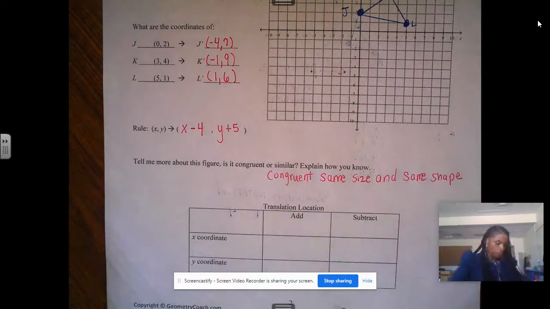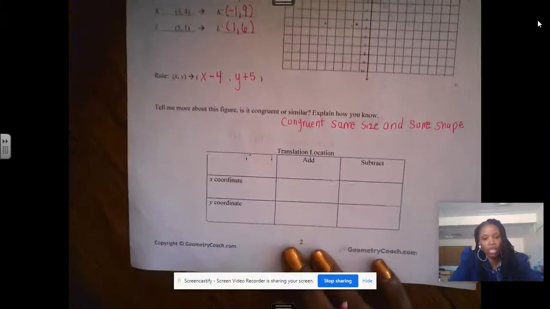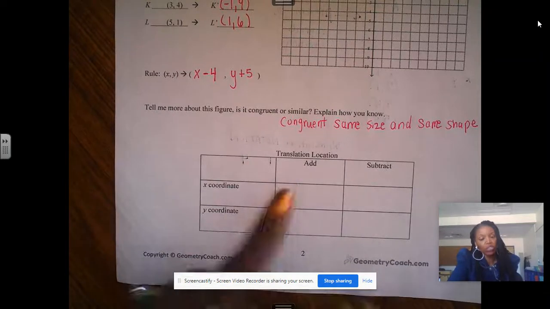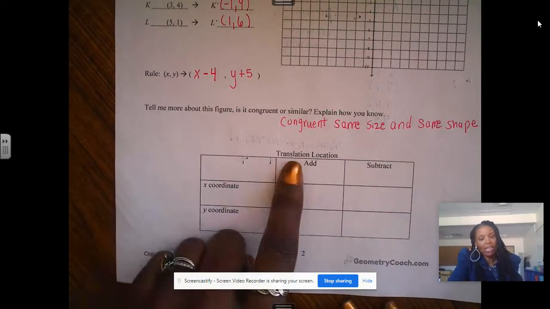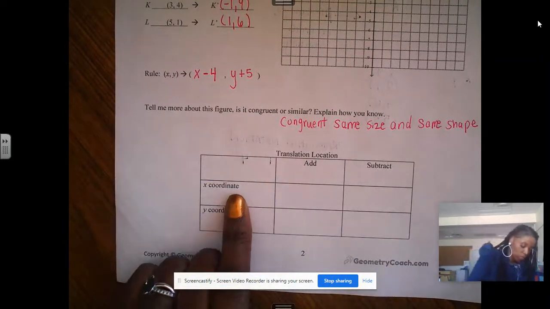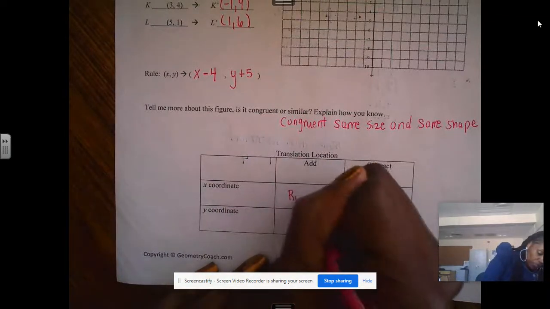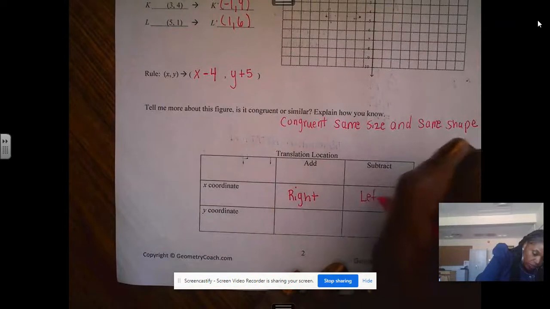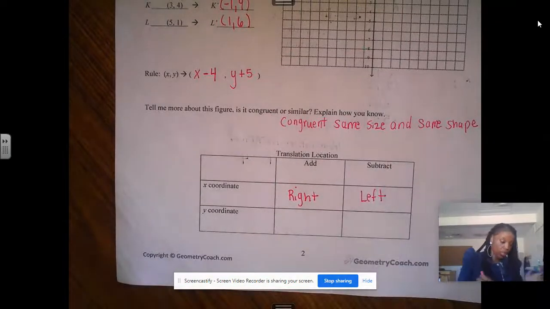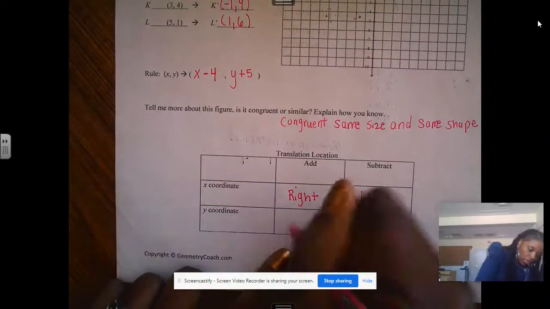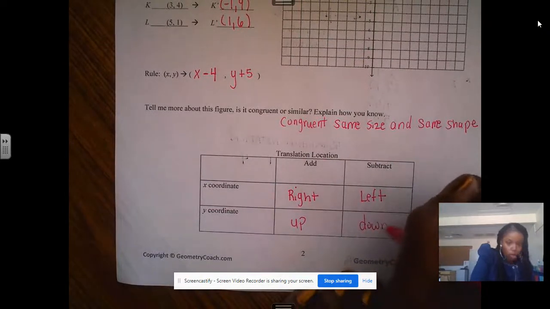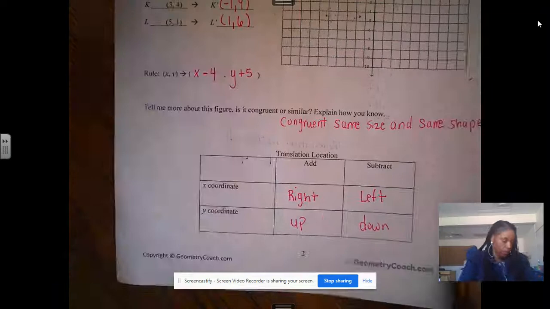Okay, translation locations. Let's talk about this. X coordinate, when you add, I'm going to give you the words, okay? So when you add to the X coordinate, you're going to the right. That's the word. When you subtract, you're going to the left. Y coordinate, when you add, you're going up, and when you subtract, you're going down. So when you see those words, you know which coordinate you're working with, okay? So that's that.